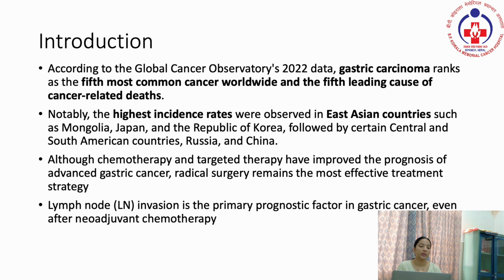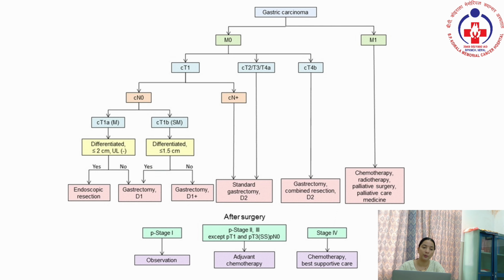According to the Global Observatory, gastric carcinoma is ranked the 5th most common cancer worldwide and also the 5th leading cause of cancer-related death. It has the highest incidence rate in East Asian countries like Japan and Korea, and after that in some South American countries. Although many advances have been made, chemotherapy, targeted therapy, and radical surgery are till now the most effective treatment strategy. Lymph node invasion is the primary prognostic factor in gastric carcinoma.